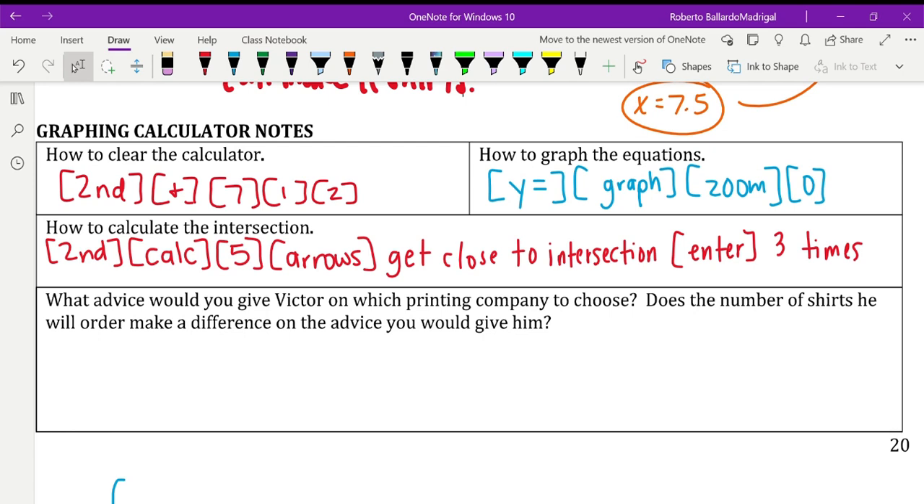Oh, why doesn't mine look like that? Is it the same? Did we follow the steps? More numbers after? That's wrong. 7x plus 15 and 5x plus 30. Now you might not see them, so let me show you. If you can't see them, hit zoom. Zoom 0. What's Y2? Y2 is 5x plus 30. There you go.